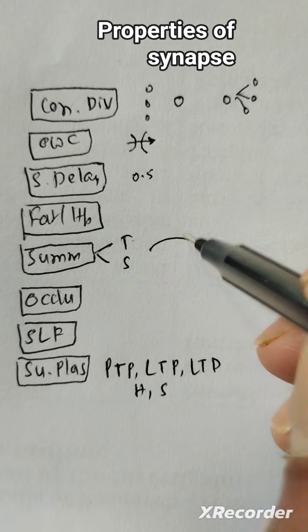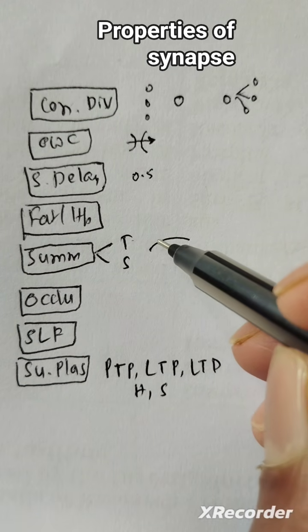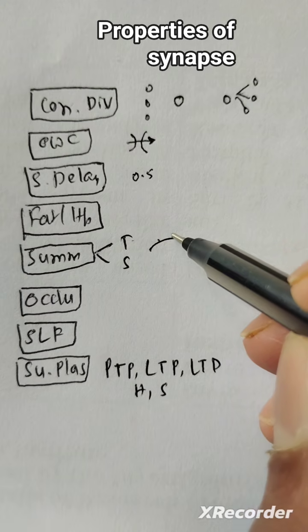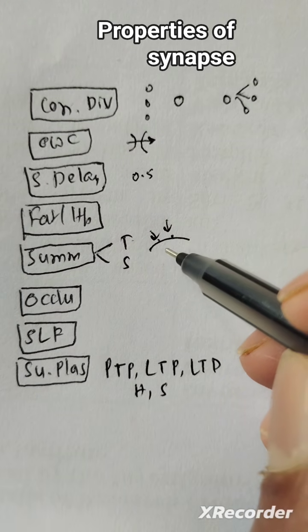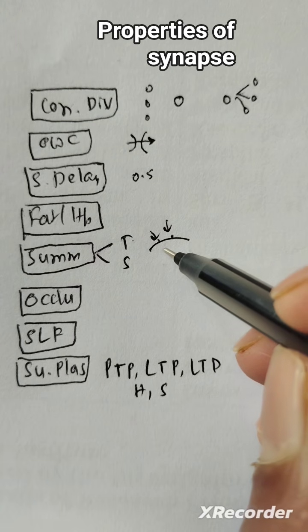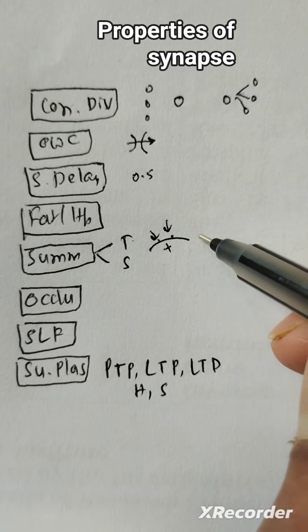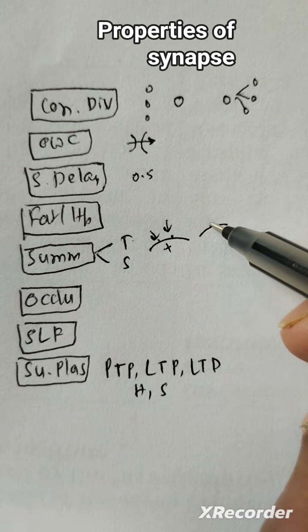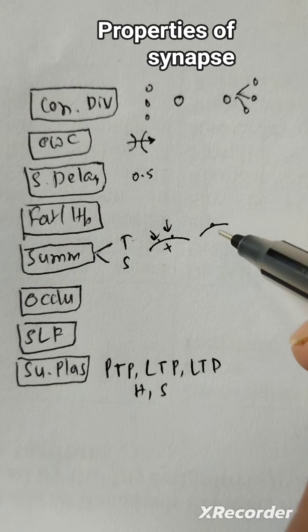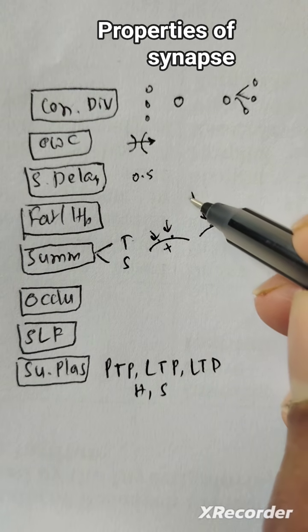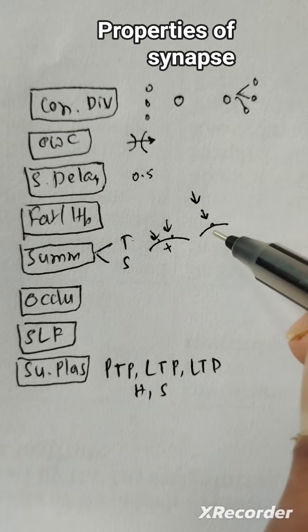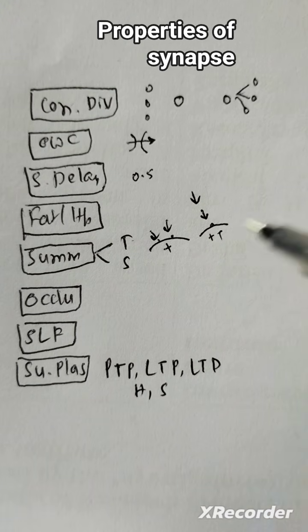Spatial summation occurs when the postsynaptic membrane is stimulated at different sites, and those EPSPs or IPSPs are added. Temporal summation is when the postsynaptic membrane is stimulated at a single point and it is repeatedly stimulated one after another, so potentials are added up.